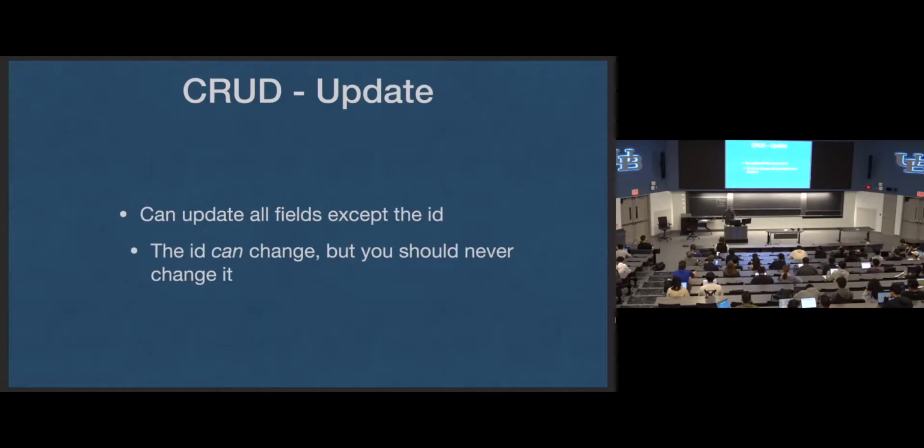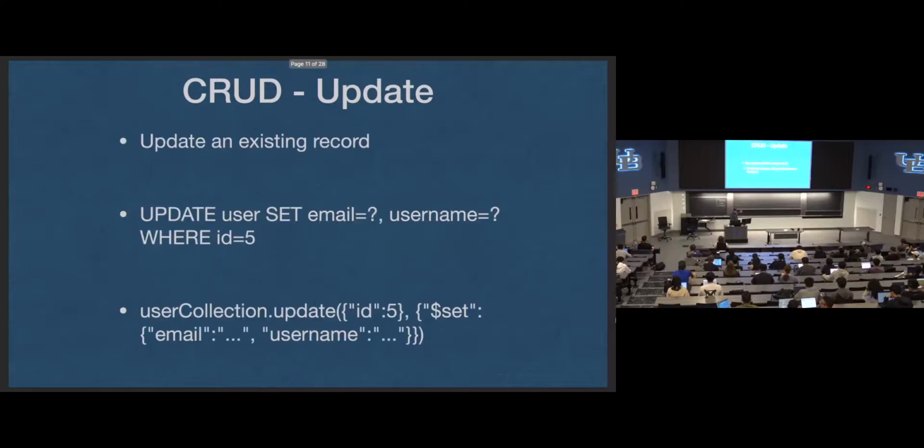You can update for our homework. For the homework assignment, to update a record, a user is going to have to provide both email and username. So don't worry about somebody who just wants to update their username or just their email. They'll give you both pieces of information, and then you'll update both of them, even if one of them happens to be the same as what it used to be.